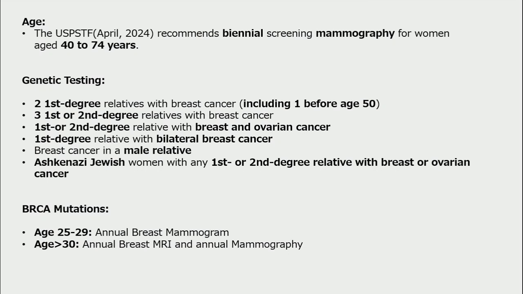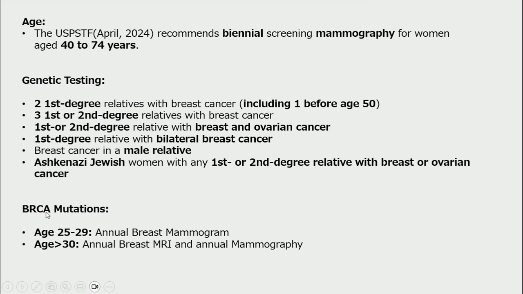Or a first degree relative with bilateral breast cancer. Usually cancer occurs unilaterally, but if it's bilateral, you will think it's a mutation, so you will think of genetic testing. Or if a male in the family has breast cancer, you will think of genetic testing also, because the most common cause of male breast cancer is genetic. Or if the question gives you an Ashkenazi Jewish woman with a first or second degree relative with breast or ovarian cancer, you will think of genetic testing. So these are the indications for genetic testing. I recommend you all remember them.